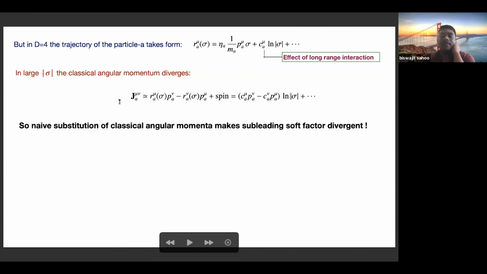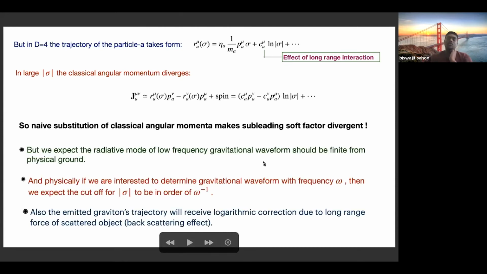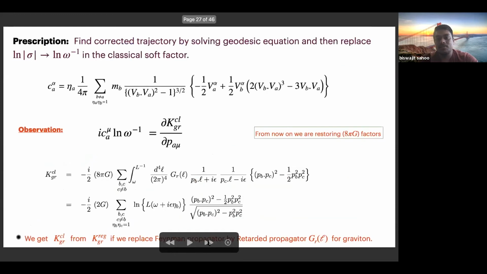But more than that, the classical angular momentum, in terms of the trajectory of the particle, when we substitute it here, turns out to go like log sigma, which, if you take sigma strictly going to infinity, diverges. But on physical grounds, we know that if we want to determine the gravitational waveform with frequency omega, then a trajectory time sigma beyond the order of omega inverse cannot contribute to the gravitational waveform with frequency omega. So there is a natural cutoff for sigma, which is omega inverse. And then if we substitute this, we can find out what the soft factor is.